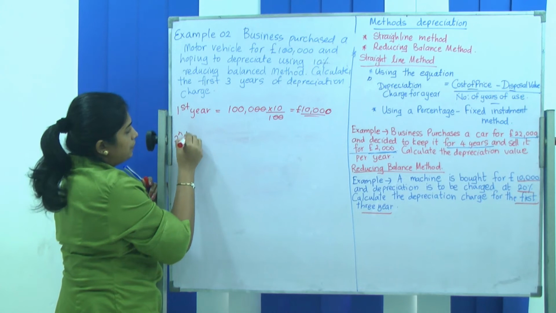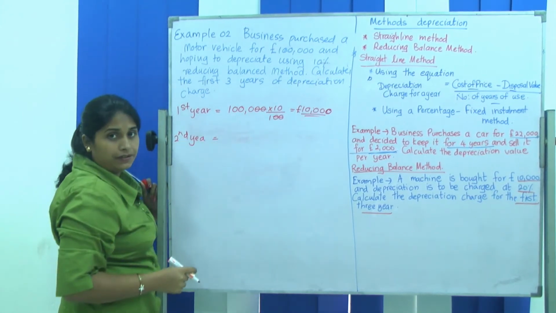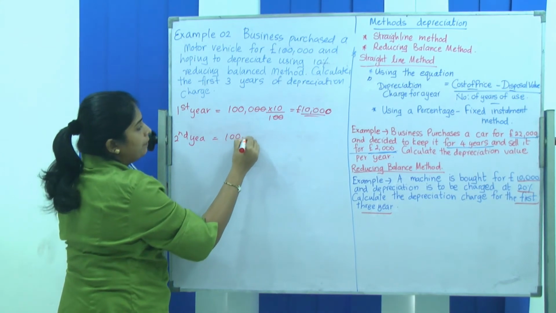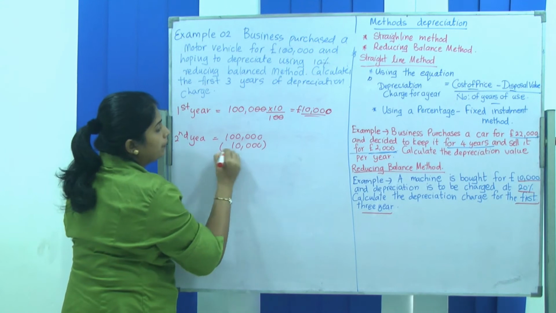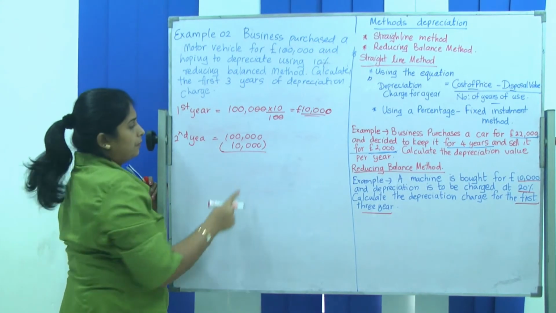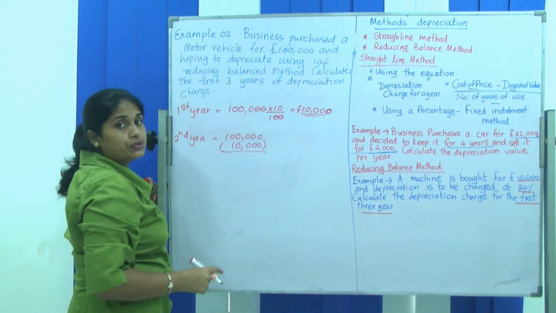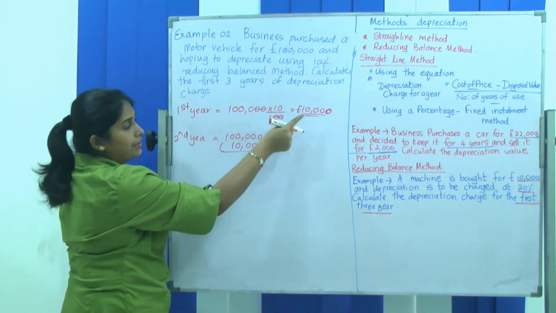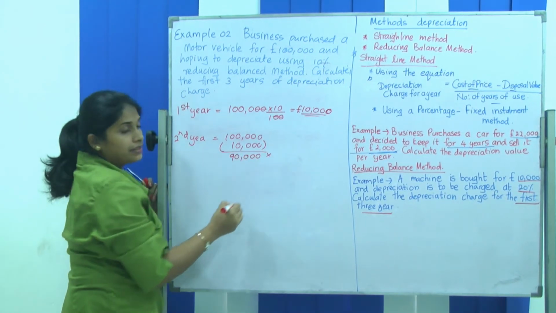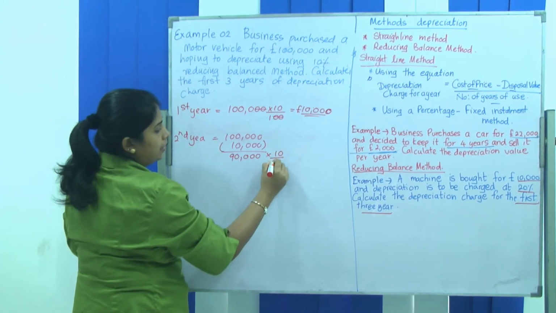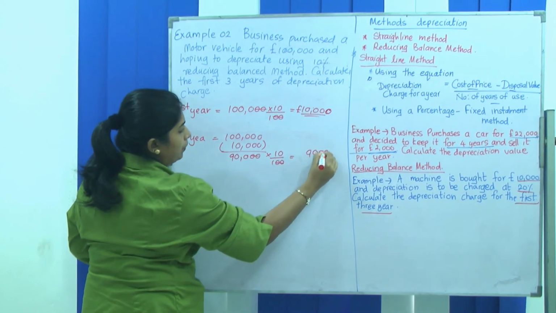For the second year depreciation charge, before you calculate it, from the cost you have to subtract the previous year's depreciation. That means you subtract the 10,000, so it will be 90,000. Out of 90,000 only you have to calculate 10%, it will be £9,000.